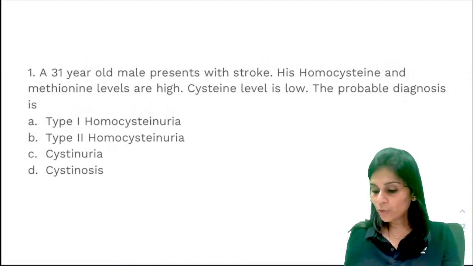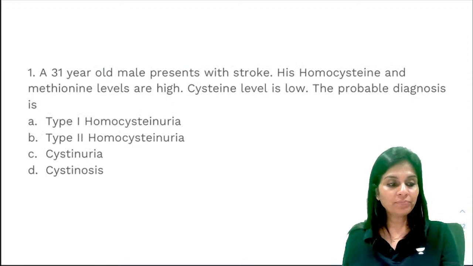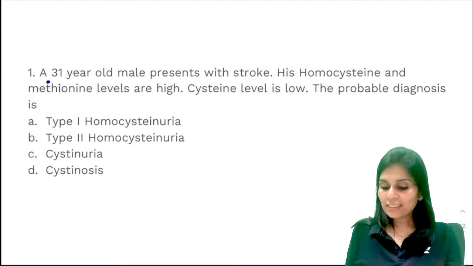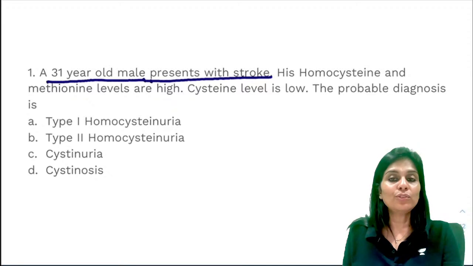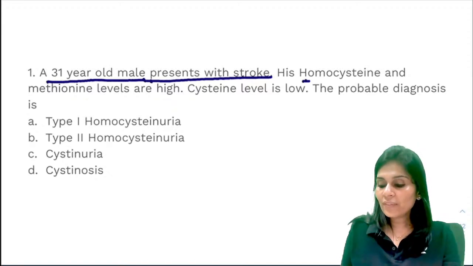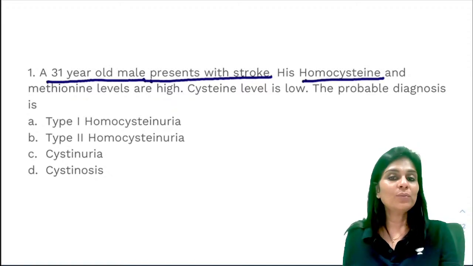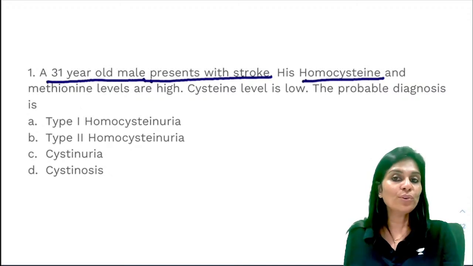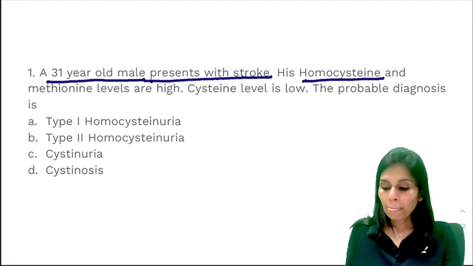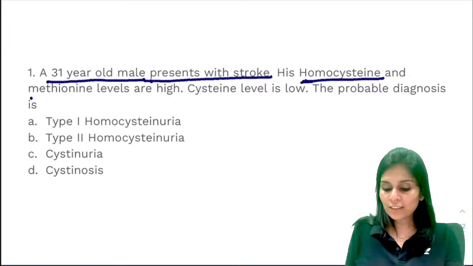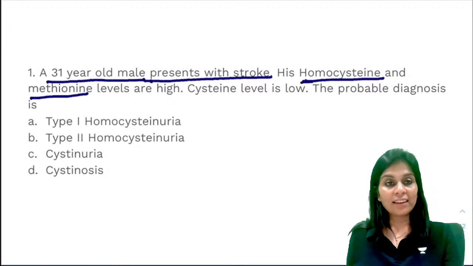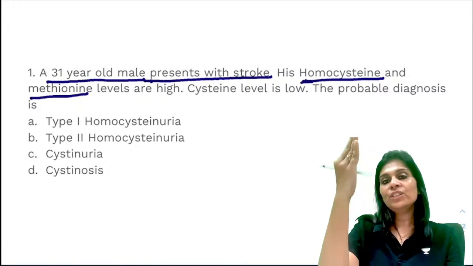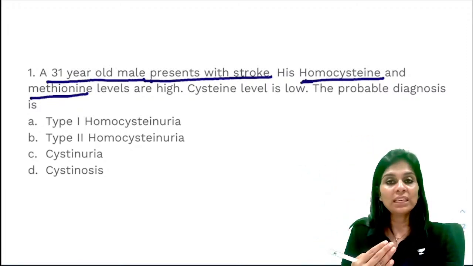Okay. Now can you tell me the answer for this question? They have told you that it's a 31-year-old male presenting with stroke. So it is accelerated atherosclerosis, accelerated thrombosis. And that is why they've estimated homocysteine level, which is elevated. So you know it is homocystinuria. Along with high homocysteine, there is also high methionine. So tell me, what is the probable diagnosis when homocysteine and methionine levels are both elevated?